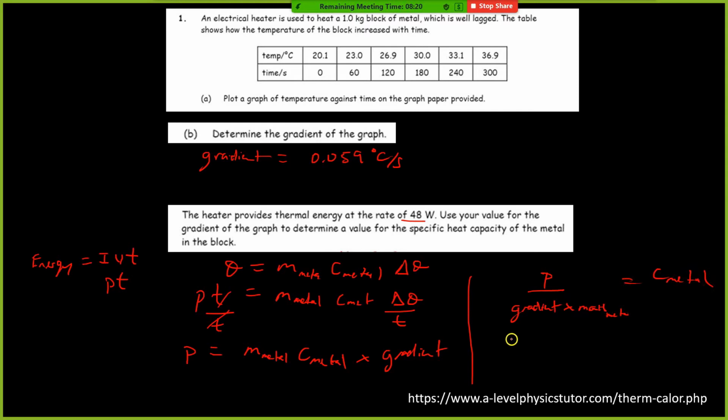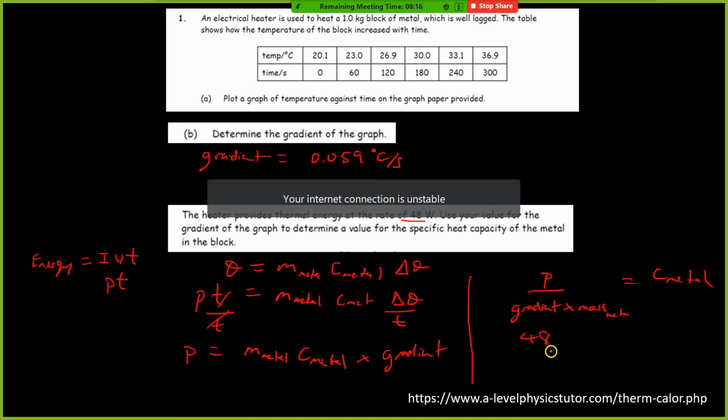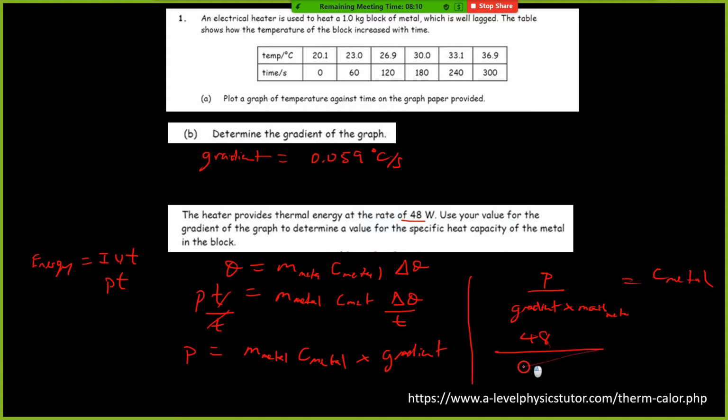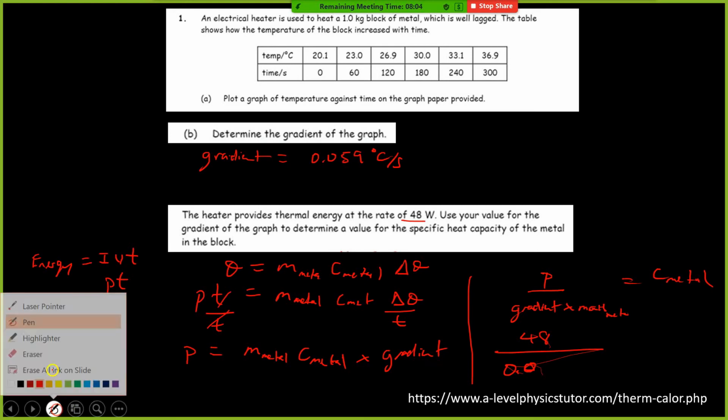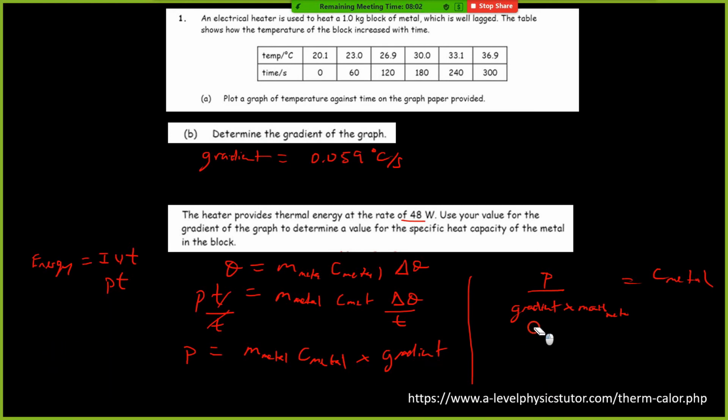So let's see if we can get the answer now. We have 48. I realize my internet is a little bit unstable. We have 48 divided by 0.059 multiplied by the mass, which is 1 kilogram. Let me hope that we get the answer by using that information.